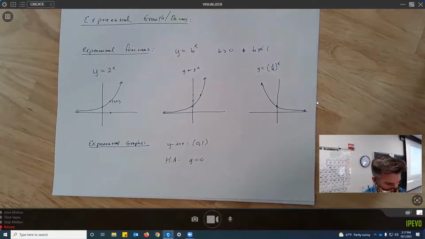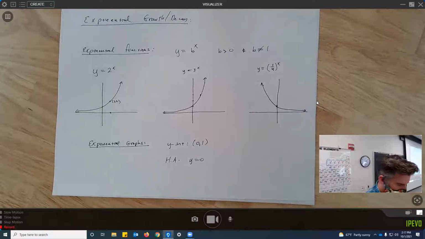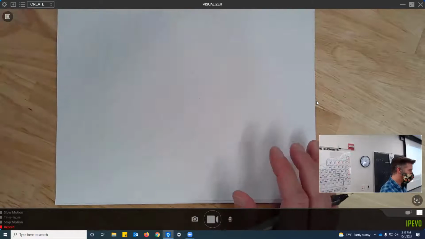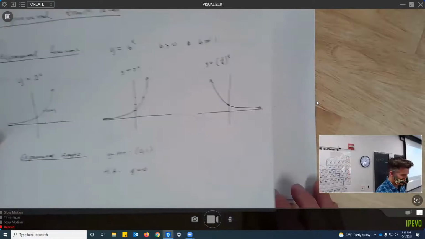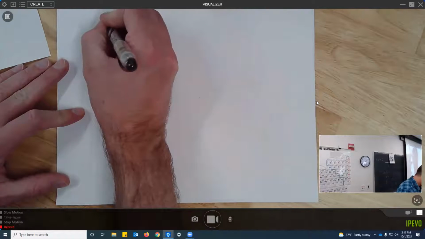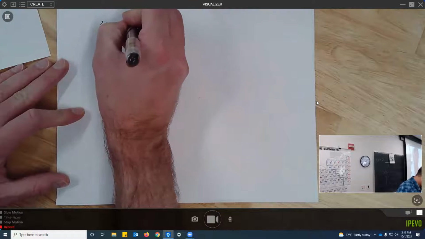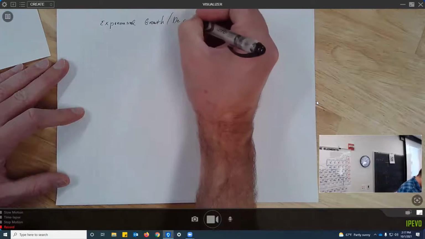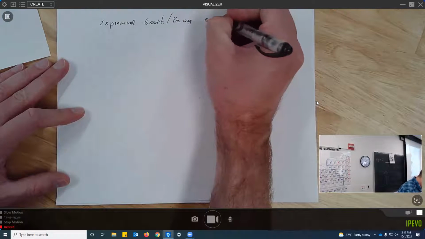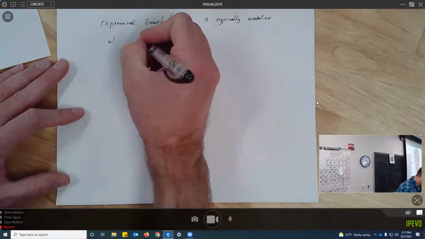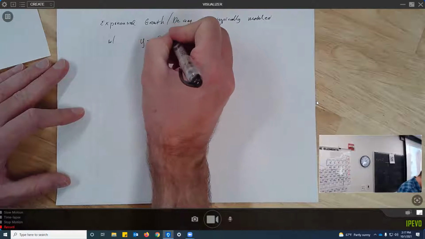Now, what we really want to talk about is exponential growth. There are a number of different ways of doing this, but the way I usually think about this is that when you're talking about exponential growth or decay, it is typically modeled with something like y equals c e to the k t.